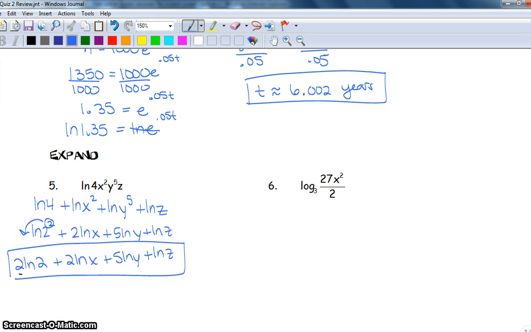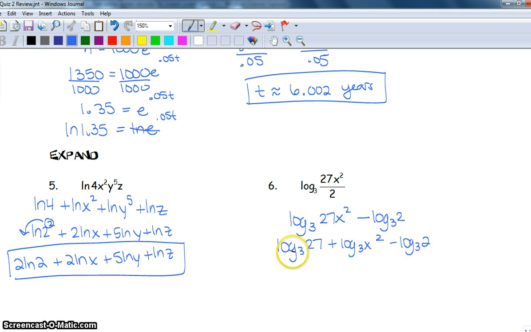With number 6, we are still expanding, so we're still going to take that and break it into multiple pieces. I look and I've got 27x squared divided by 2. So that means I've got log base 3 of 27x squared minus log base 3 of 2. It's this divided by 2, so it's that minus. Now when I look at the first piece, I've got 27 times x squared. Since I'm multiplying, I can break that apart again using addition.